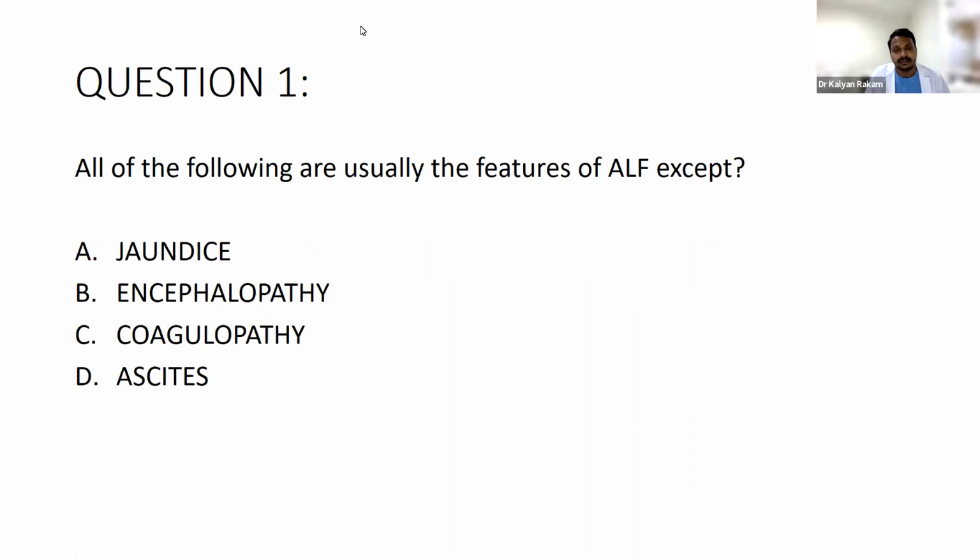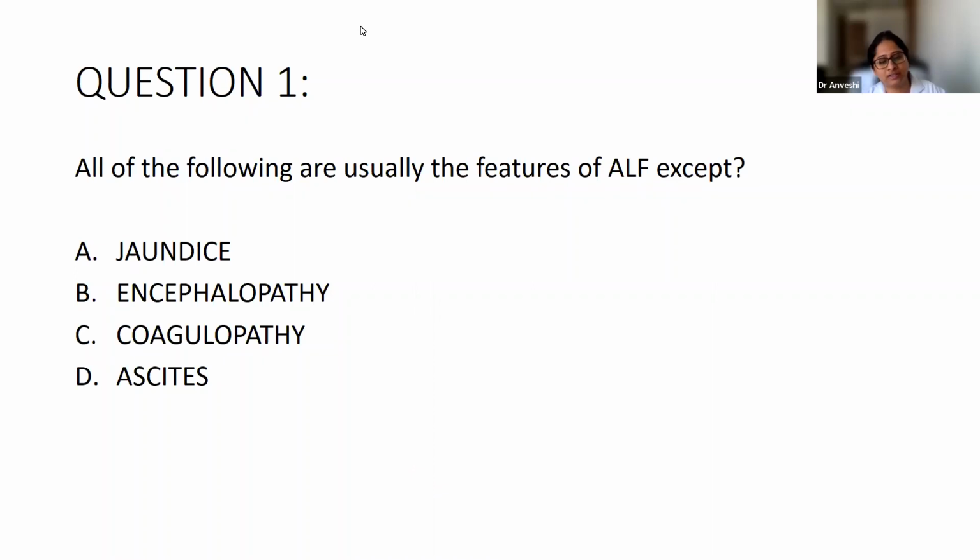So the first question. Let us keep the session interactive. We will be having questions in between. So everyone please be attentive and try to type your answers in the chat box. The first question is, all of the following are usually the features of acute liver failure except: is it jaundice, encephalopathy, coagulopathy, or ascites? Please type your answers in the chat box. So it's a simple question. What are the features of acute liver failure?